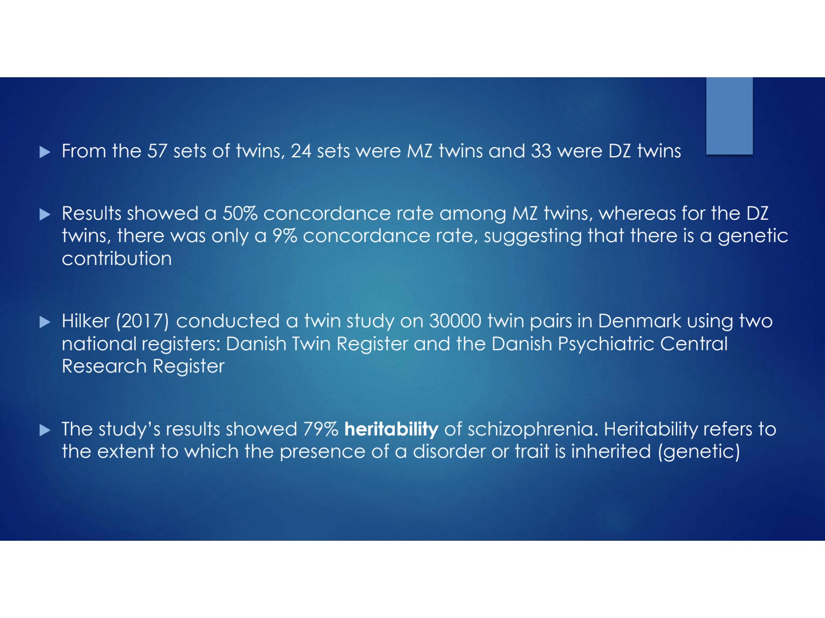Now, you obviously would be able to figure out that MZ twins who share 100% of their DNA, there's a greater chance or a greater concordance of schizophrenia for MZ twins than DZ twins because they share more of their DNA. Results actually showed a 50% concordance rate among MZ twins, whereas for the DZ twins, there was only a 9% concordance rate, suggesting a genetic link. So if you are an identical twin and your co-twin has schizophrenia, your chances of developing schizophrenia shoot up by 50%.